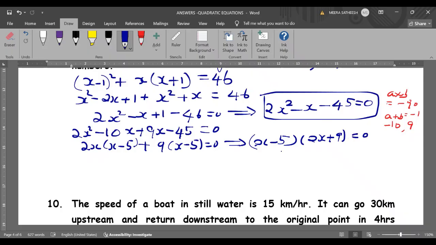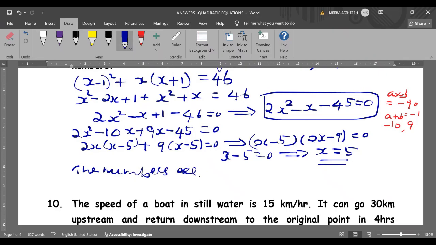Since it is given as a positive integer, there is no need to solve that one, because there we will get x equal to minus 9 by 2. So, let us not take that. So, x minus 5 is equal to 0. That means x equals 5. So, the numbers are x minus 1, which is 4, x, and x plus 1. So, the numbers are 4, 5 and 6.